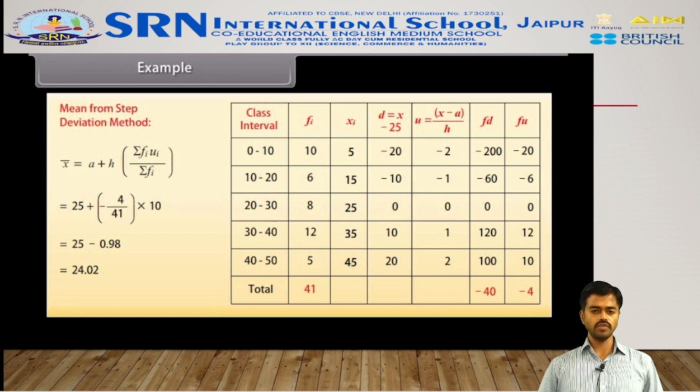a is equal to 25, h is equal to 10, and the summation of fi ui is minus 4 and the summation of fi is 41. By putting all these values and calculating we will get the mean, that is 24.02. This is obtained from the step deviation method. Now we can see the difference in both answers. You will find there is no difference in the solution by any of the methods.